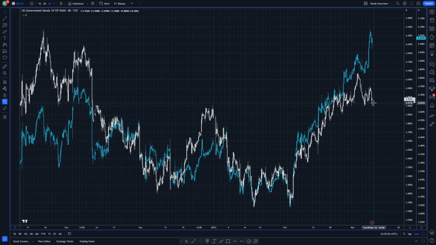I don't think there's a need for tens to push up or for twos to push lower. I think the divergence makes a lot of sense because the blue one is focused on short-term rates. The white one here is focused more on growth and inflation.